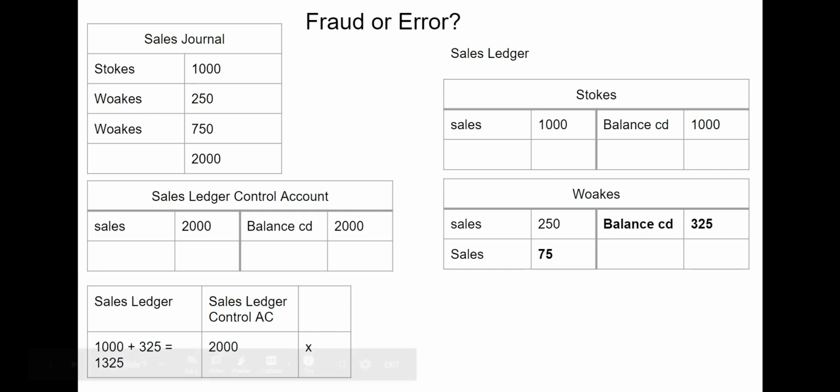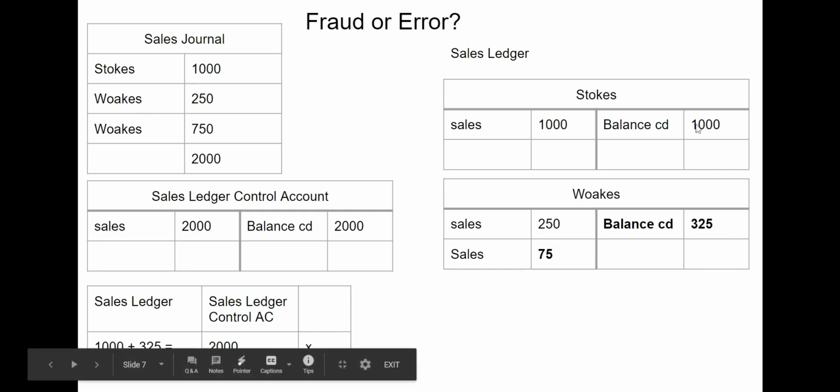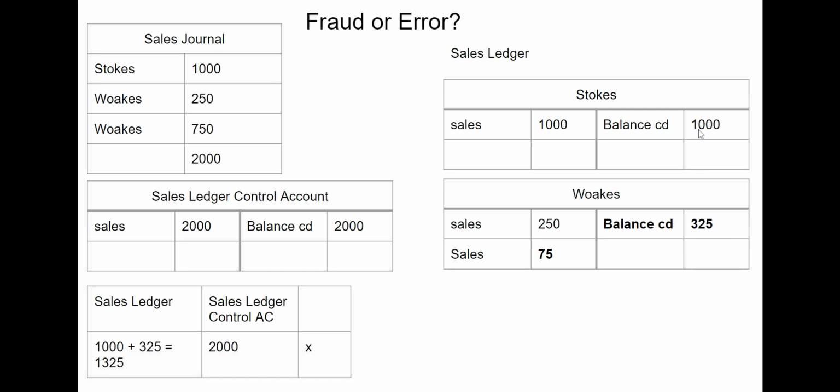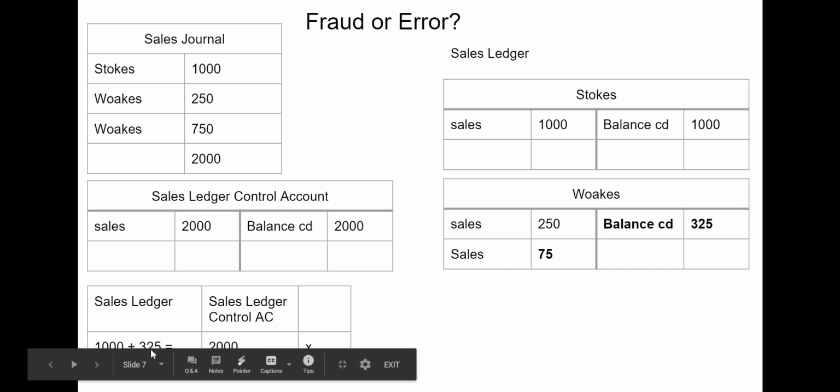But now when they've correctly balanced off the accounts, you've got a balance on Wokes still of 1,000, on Stokes of 1,000, and a balance on Wokes of 325 that he owes to the business. So the total that the sales ledger says is owed to the business is only 1,325, and yet the sales ledger control account, which is right, says the business is owed 2,000.